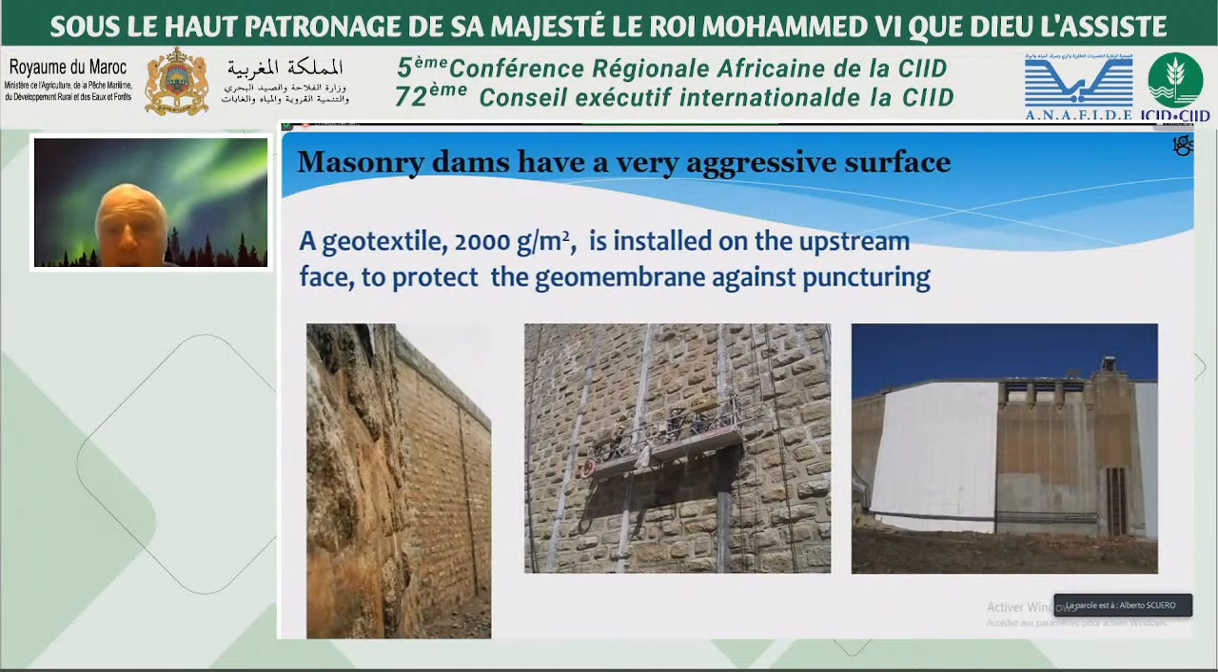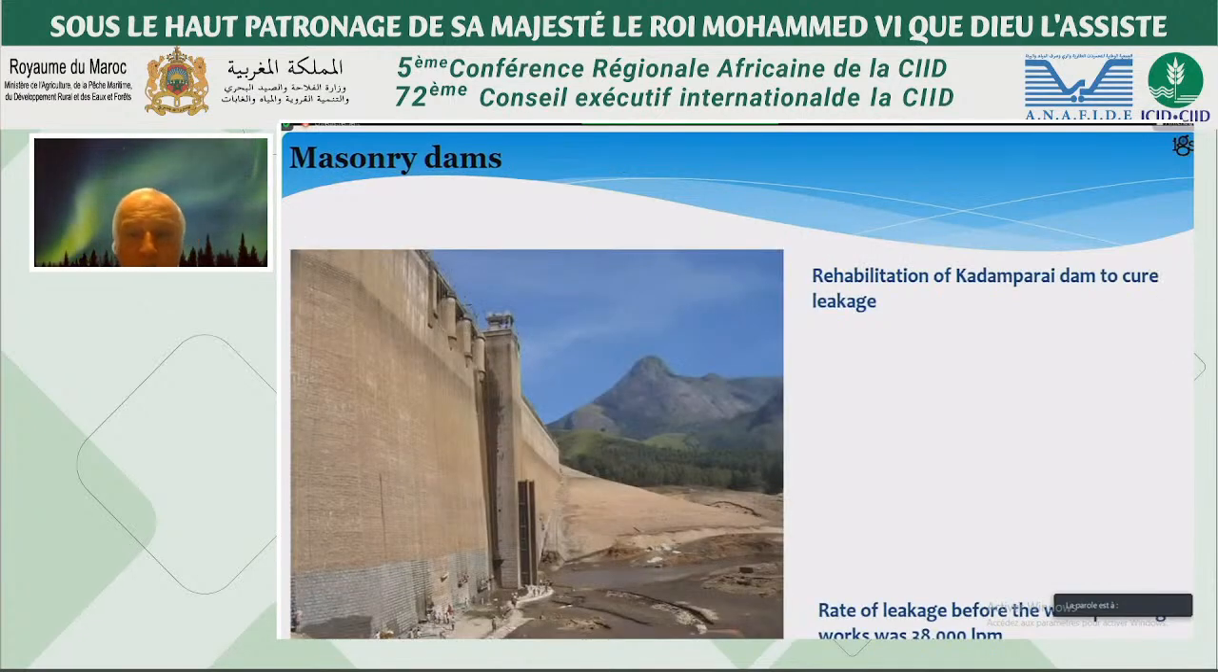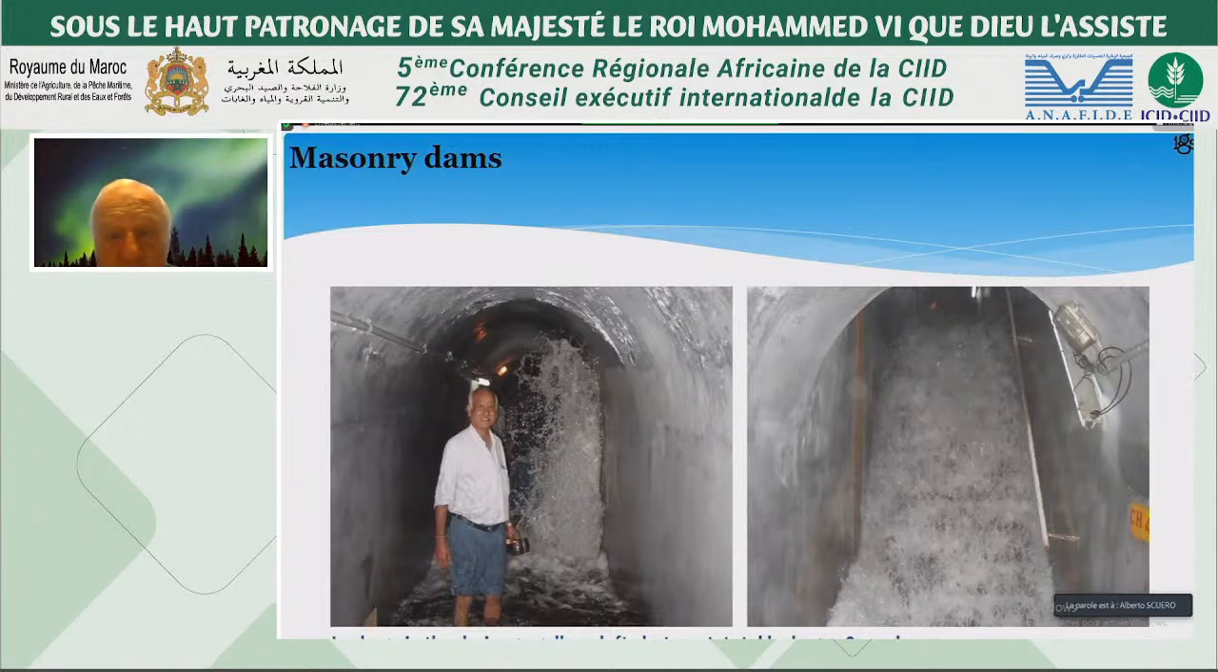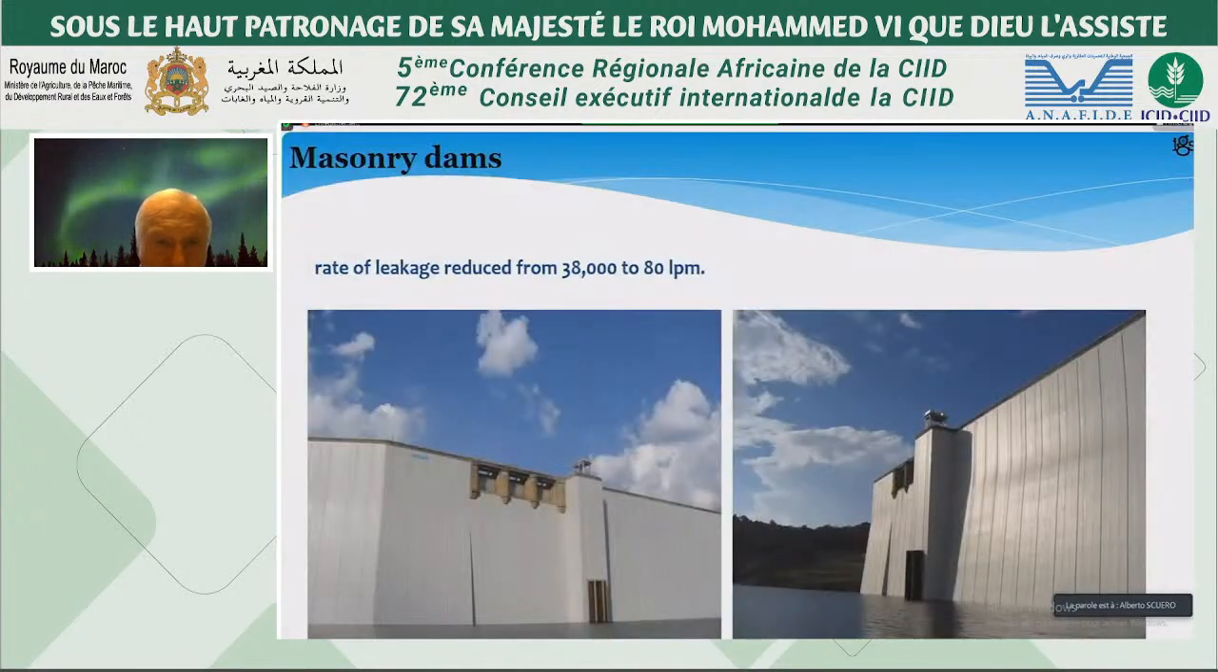Masonry dams have a very aggressive surface. A geotextile, usually 2,000 grams per square meter, is installed on the upstream face to protect the geomembrane against puncture. We look here at the rehabilitation of Kadampara Dam, where the leakage before the works was 380,000 liters per minute. We can see the quantity of leakage in the gallery of the dam, and the dam completed with the rate of leakage reduced from 38,000 to 80 liters per minute, because not all the surface of the dam was possible to be lined.